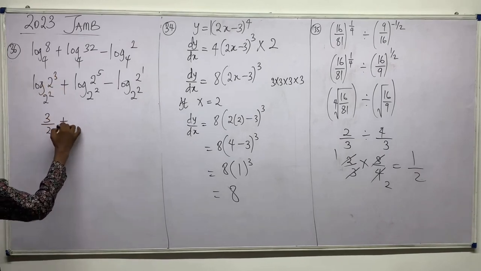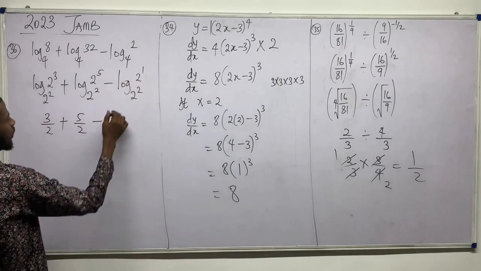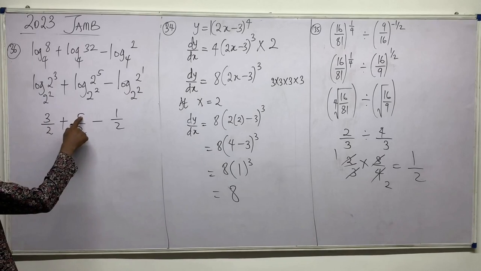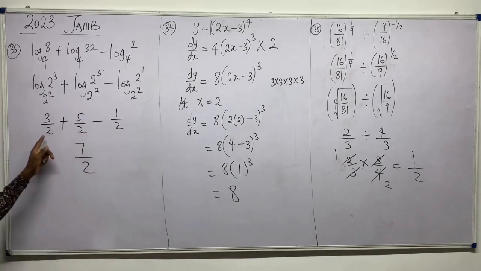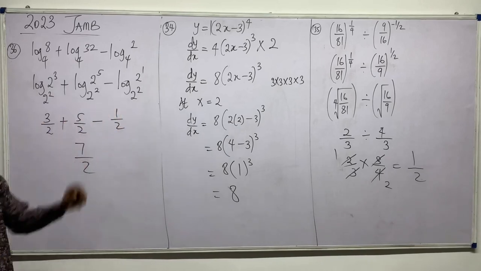3 over 2 plus 5 over 2 minus 1 over 2. I like using this method. I love this method a lot. I've gotten my answer already. 3 plus 5 is 8. 8 minus 1 is 7 over 2. That's because their denominators are the same, so I can just evaluate the numerator.